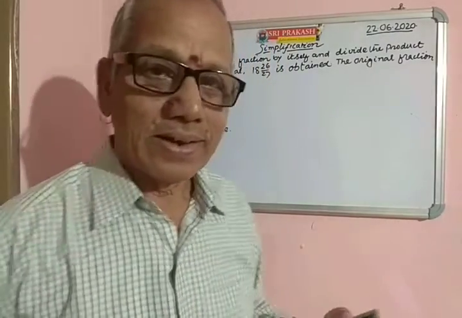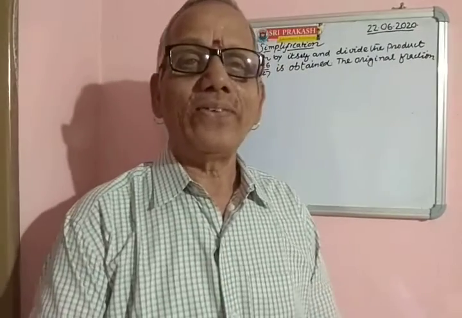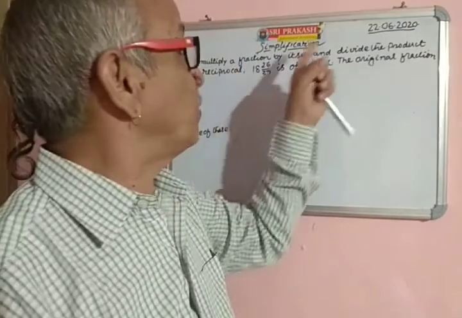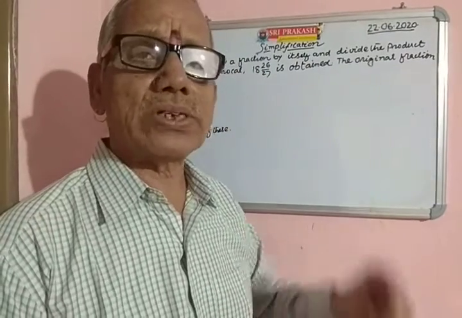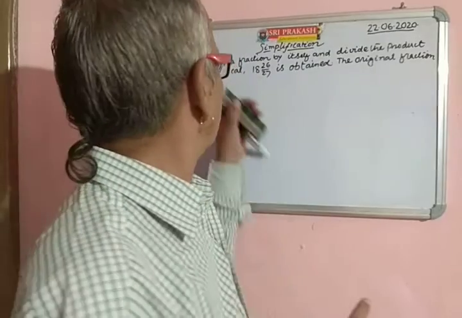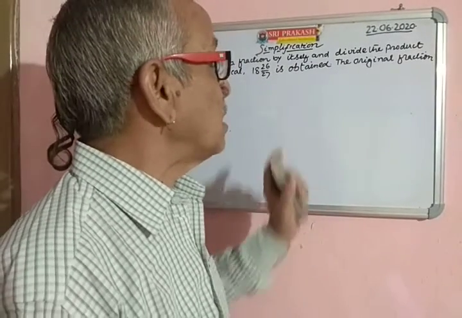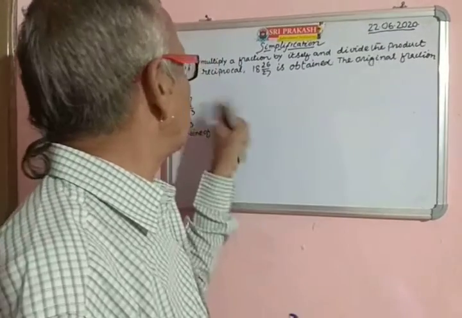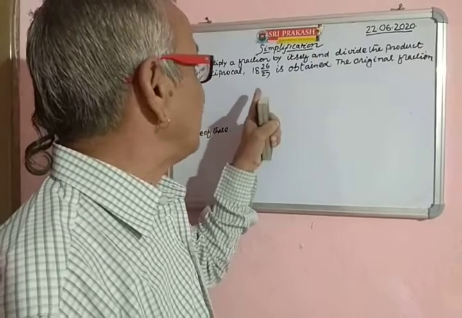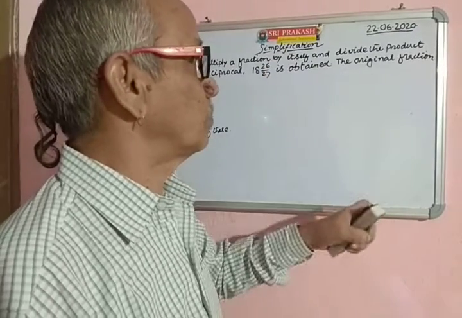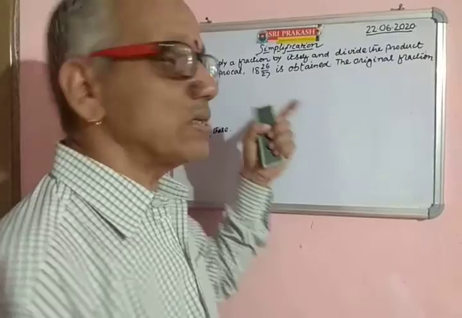Hi children, this is your inner sir, and today I have come up with a new lesson on simplification, and our first sum reads like this. If we multiply a fraction by itself and divide the product by its reciprocal, 18 26 by 27 is obtained. The original fraction is what?